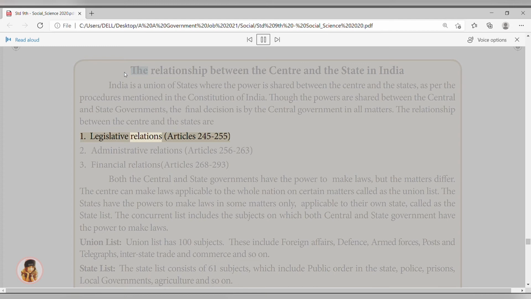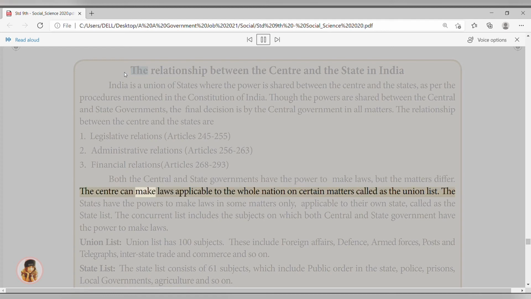1. Legislative relations, Articles 245 to 255. 2. Administrative relations, Articles 256 to 263. 3. Financial relations, Articles 268 to 293. Both the central and state governments have the power to make laws, but the matters differ.